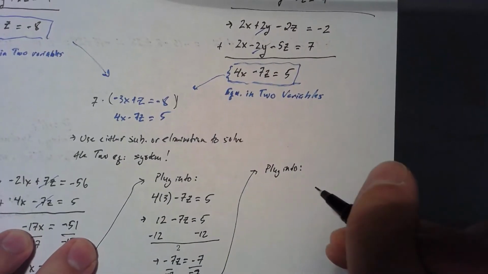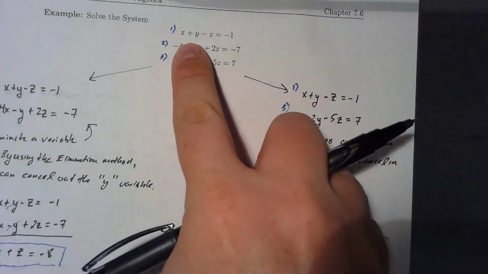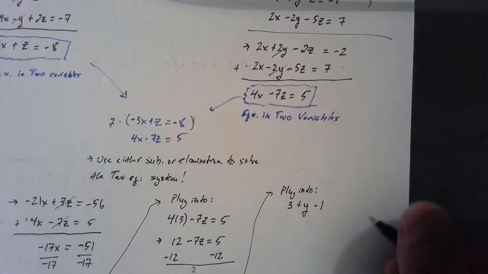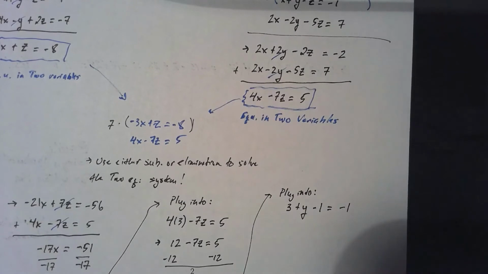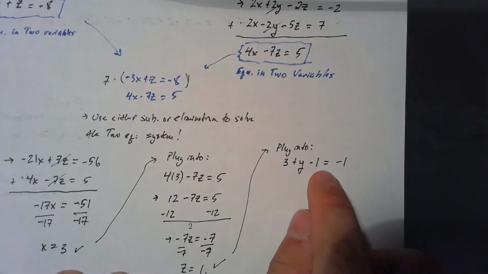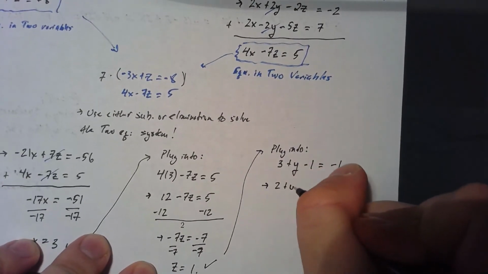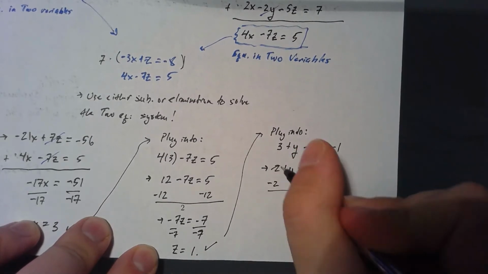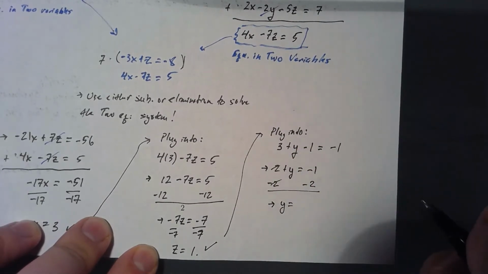So the first equation is x plus y minus z equals negative 1. So that's going to be 3 plus y minus 1 equals negative 1. So 3 minus 1 is 2, plus y equals negative 1. Subtract 2, y equals what? Negative 3.